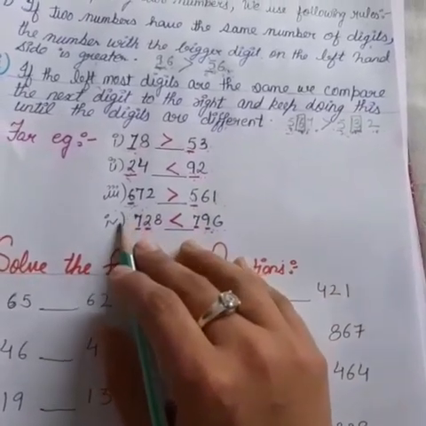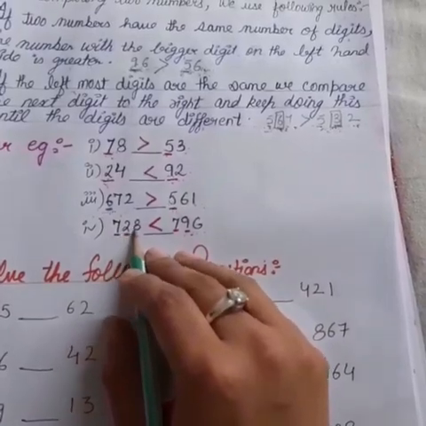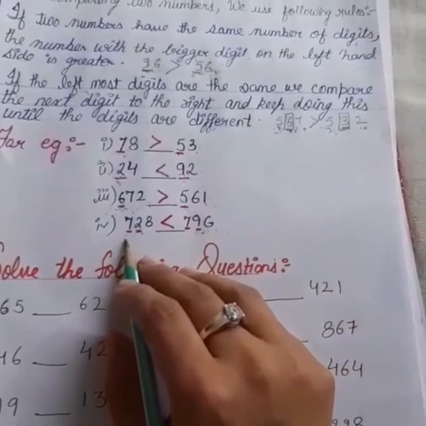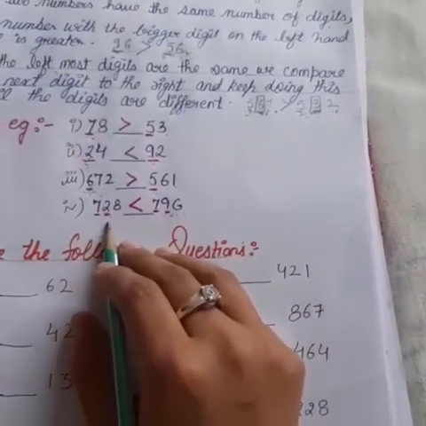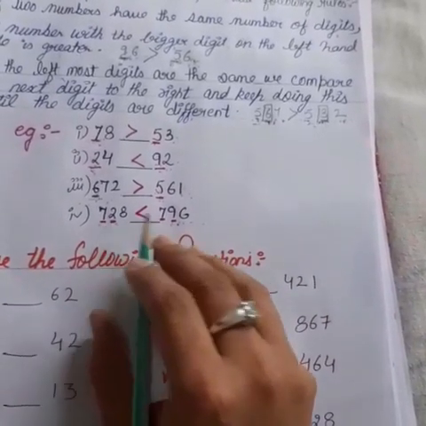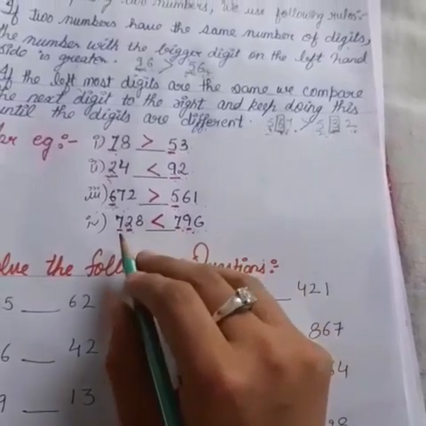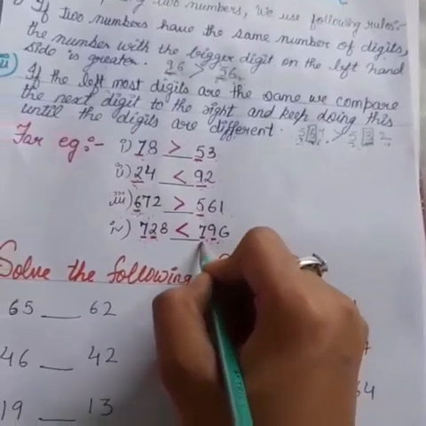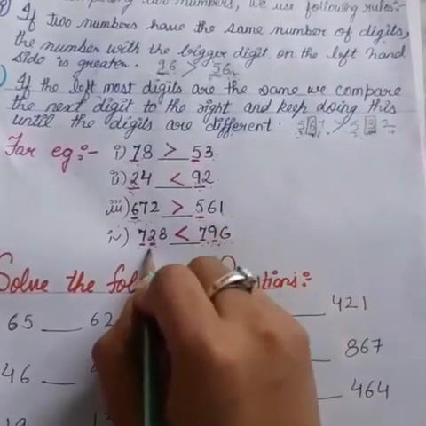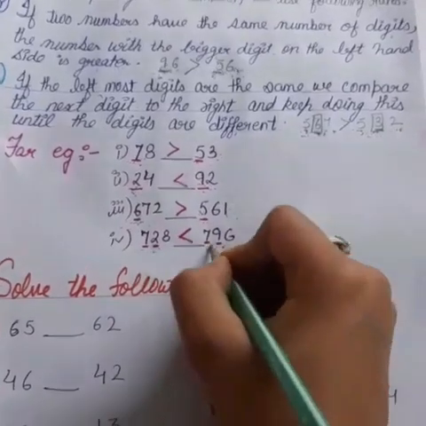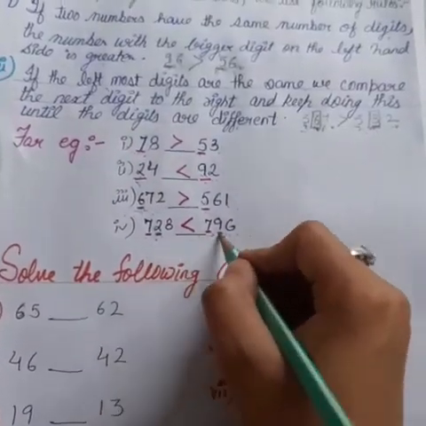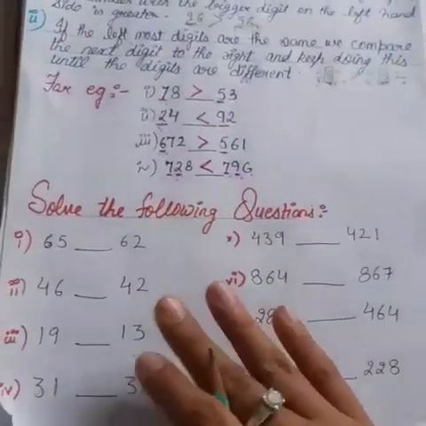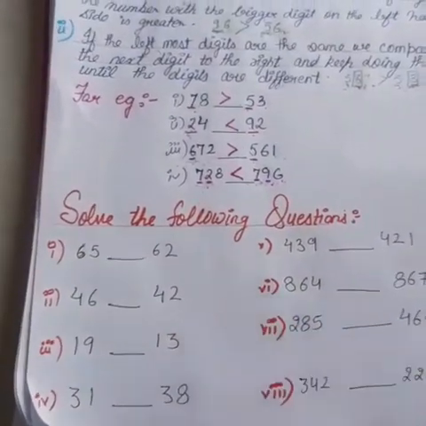The next example, the fourth example, 728 and here 796. If we start with the hundreds place, since both are the same, 7 and 7, it means we have to move to the next place: 2 and 9. 2 is less than 9. It means 728 is less than 796. So I have given some questions for practicing. Solve them, students, and thank you so much.